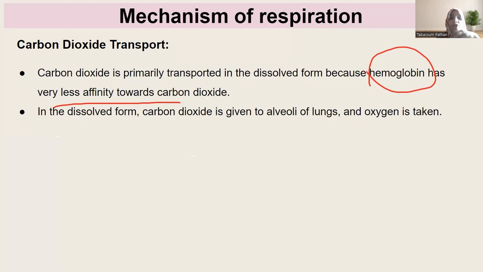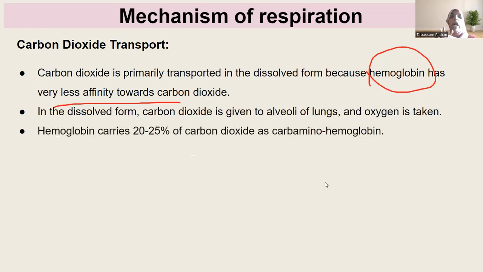is taken in. So when the exchange is happening at the alveoli level, there the dissolved carbon dioxide will convert into carbon dioxide and it will be given back to the alveoli of the lungs, and the lungs will exhale it out from the dissolved form. So hemoglobin, as we are telling, is not liking carbon dioxide that much, but a very small percentage of carbon dioxide, hemoglobin will still carry in the form of carbaminohemoglobin.